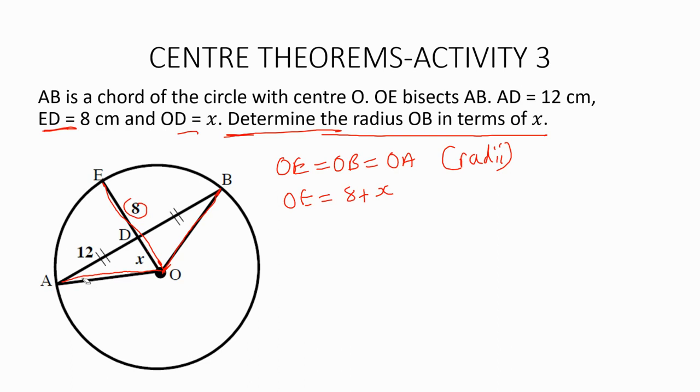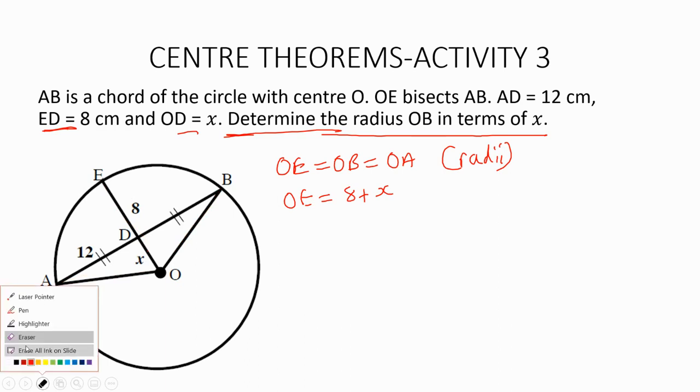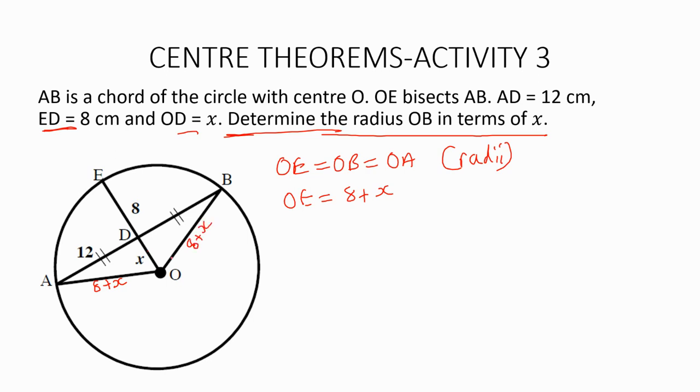Even for OA. For OA, we can write what? We can write 8 plus x, isn't it? So this will be 8 plus x. This also will be 8 plus x. You see that my 8 is not looking nice. Let me try. Okay, right now. And so we know that OE is equal to OA.